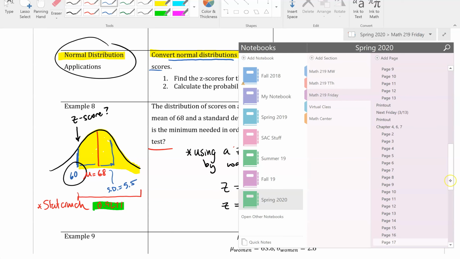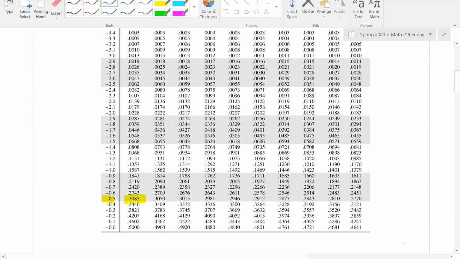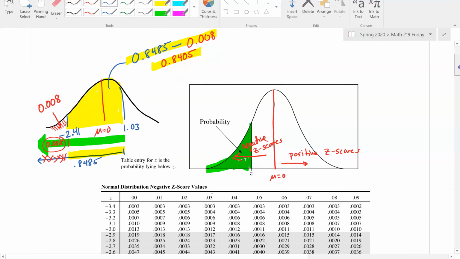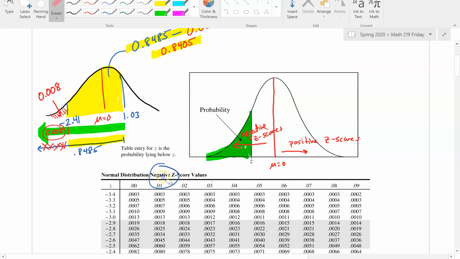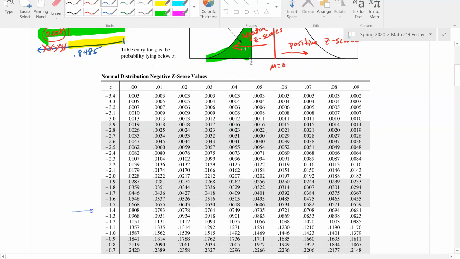If I go to the z-table, and I've got a negative z-score, so I need to find the negative z-table. There I am. And I'm looking for a z-score of negative 1.45. So there's negative 1.4. Negative 1.45 would be right there, right? That's the area left of that z-score, 0.0735.